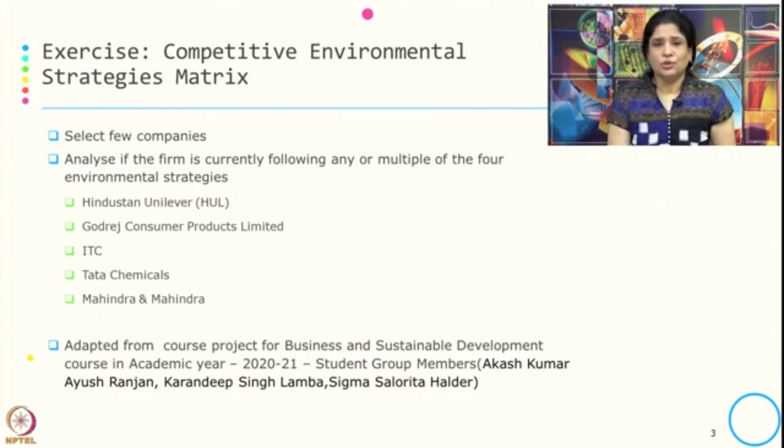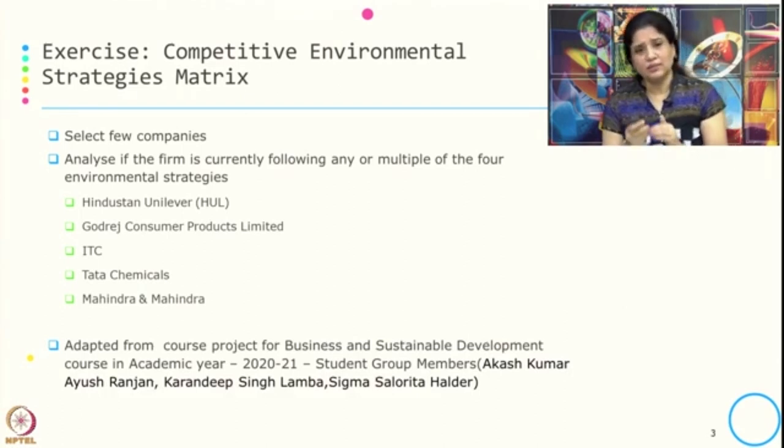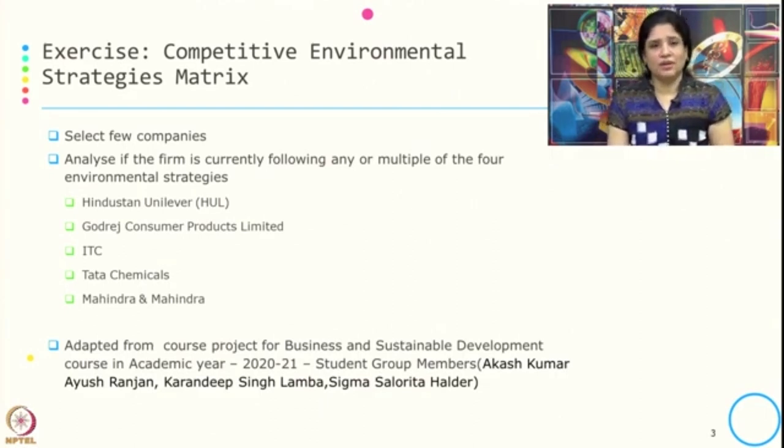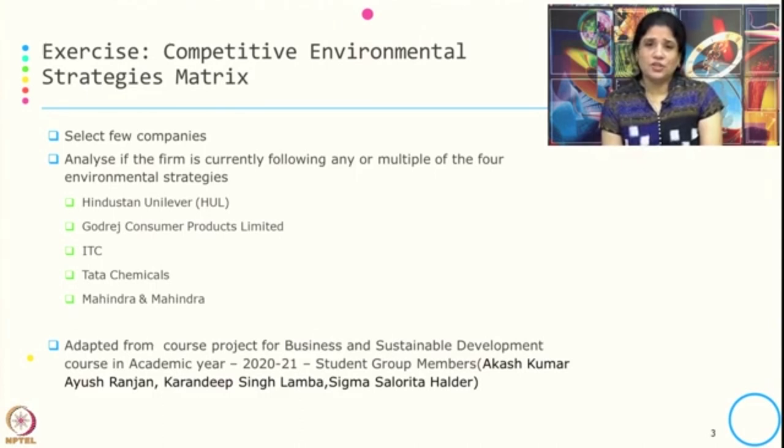So, in order to create this strategy matrix, we have selected a few companies, and taking these five companies, we have mapped the initiatives and activities they have taken into the environmental strategy. This entire exercise, the competitive environmental strategy matrix exercise, is adapted from a course project. When I was teaching a course last semester, this was a group project by one of the groups, what they submitted and presented for this course on business and sustainable development.